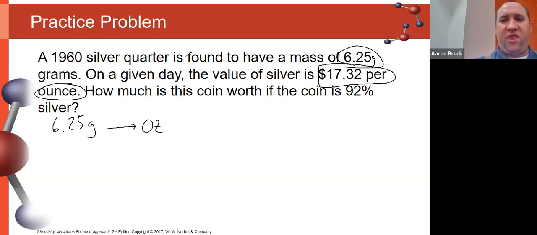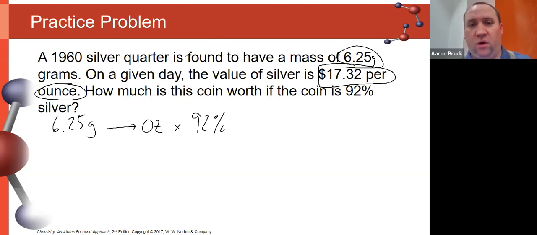But before we can apply that conversion there, we're going to need to take into effect that this is a 92% purity coin. So all of the mass in that coin is not just silver. 92% of it is, the other 8% is not. So before we figure out how much money it's worth, we're going to have to apply that correction to the mass. And then once we have that correction taken care of, then we can convert it into dollars using the price of silver there.